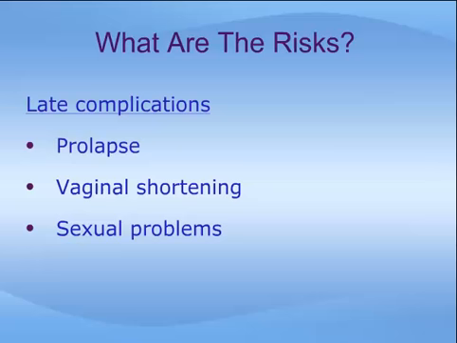Other late complications include further vaginal prolapse, vaginal shortening, and sexual problems. Prolapse, or downward displacement of organs into the vagina, as a complication of vaginal hysterectomy, usually happens years afterwards. It may be due to technical factors, lifestyle issues, or congenitally weak tissues.